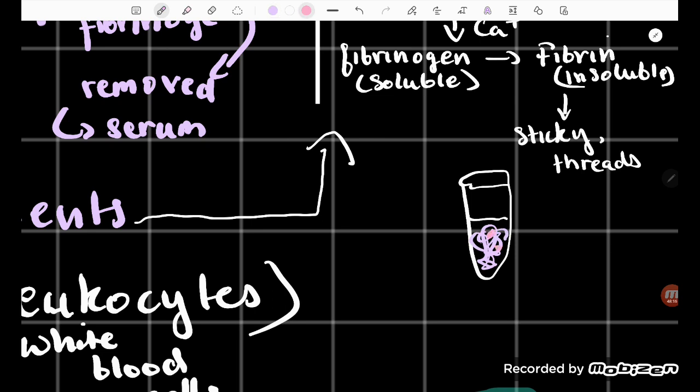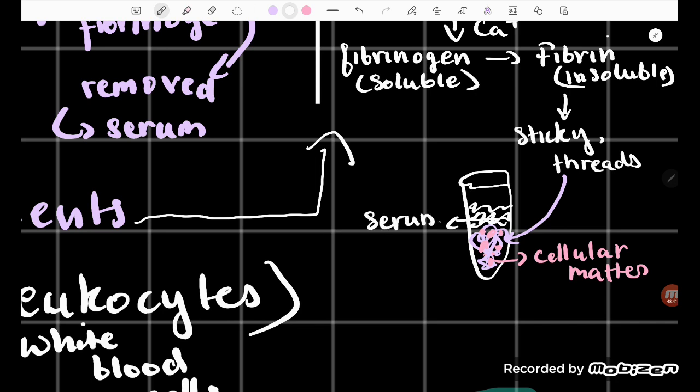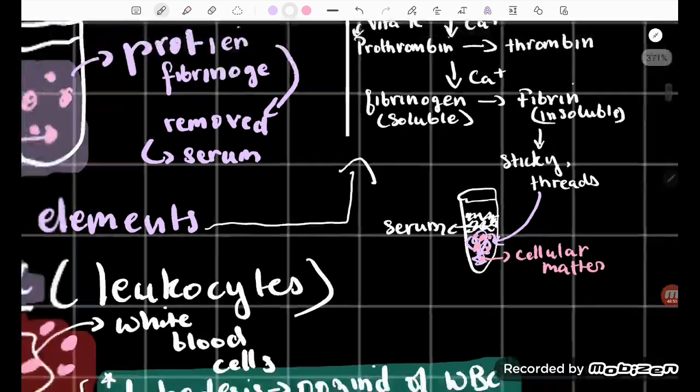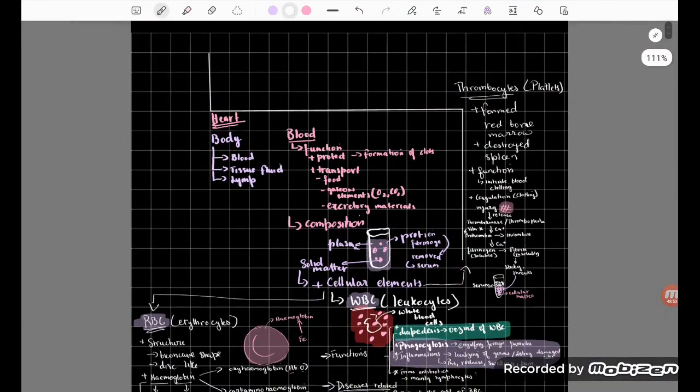So these bind all the RBCs and all the cellular matter, and at last what we are left with are these sticky threads. These are cellular matter, and the leftover part is called serum. So they stick to each other, they form a type of clot, and then the leftover part is serum. It happens like that. Okay, hopefully you understood this. I really can't help, because I'm not that great at explaining this.